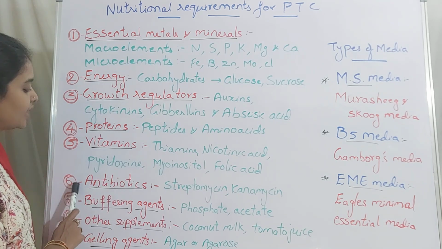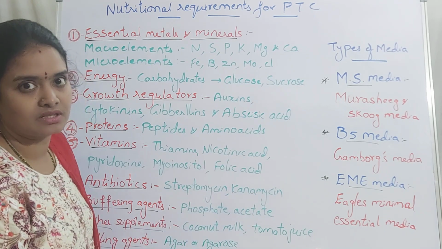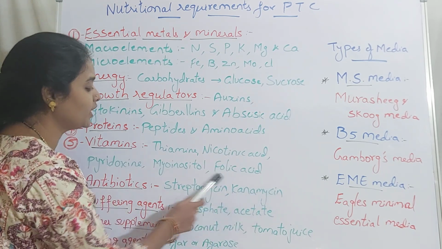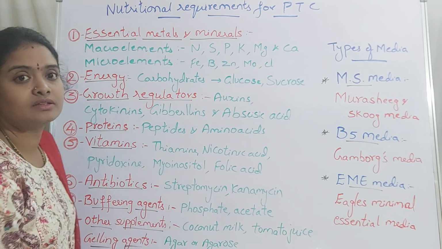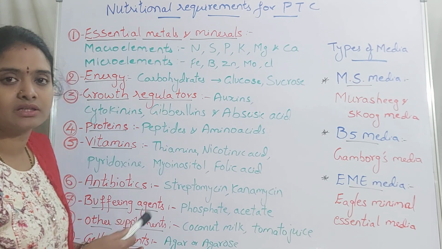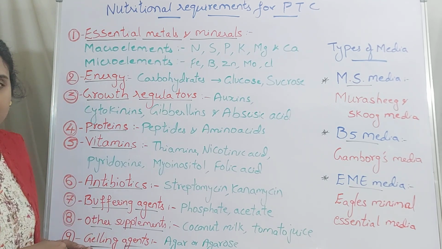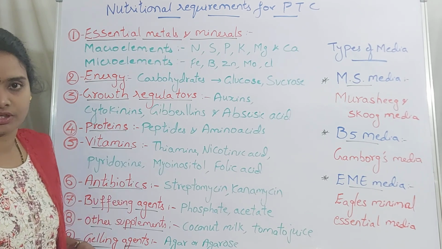Then you have antibiotics, that is streptomycin and kanamycin. These antibiotics must be added to your media in order to avoid microbial contamination. In order to avoid bacterial or fungal contamination in plant tissue culture, we make use of certain antibiotics.